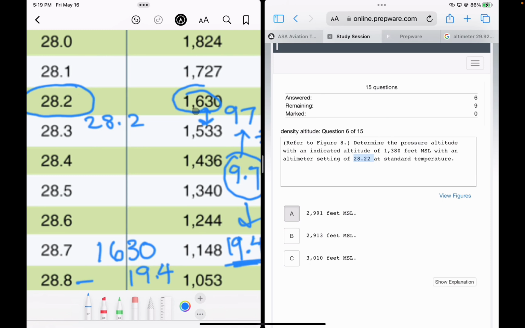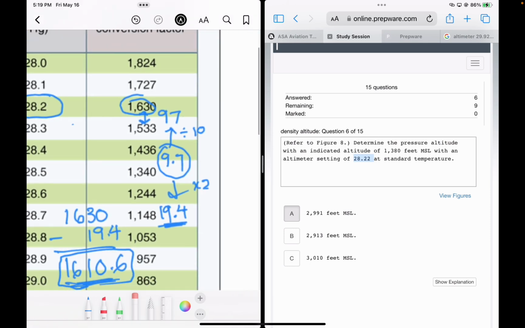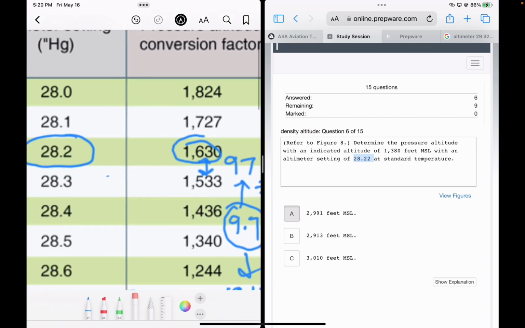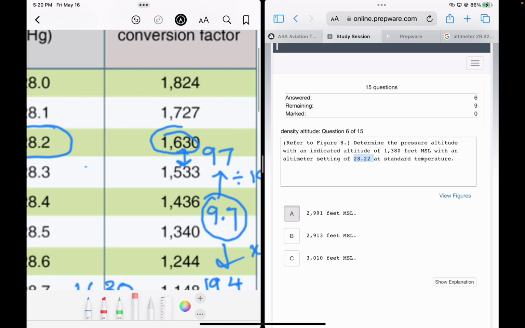So if you were to imagine, if we were to think about this, why did I divide this by 10? I made you find the difference between this 97, right? 97.